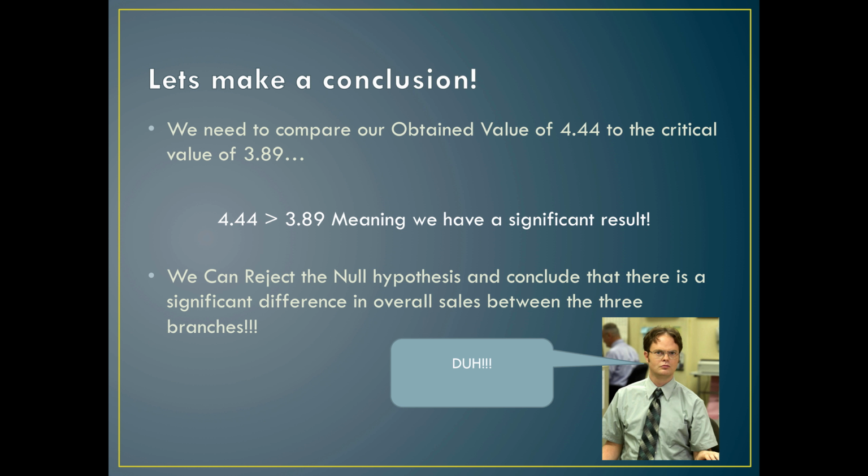Clearly, we can see that 4.44 is way more extreme than 3.89, which means what? Okay, we got significant results. We can reject the null. So the conclusion is that there's significant differences between the three branches.